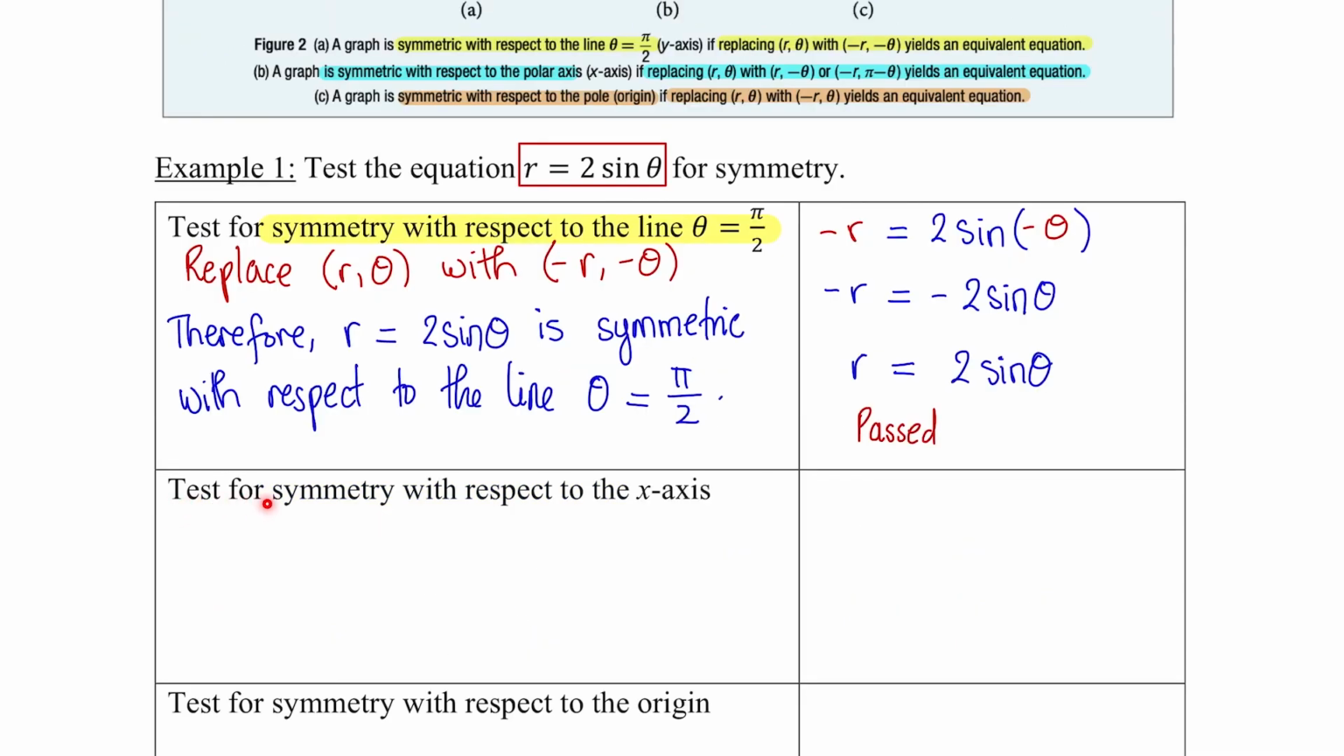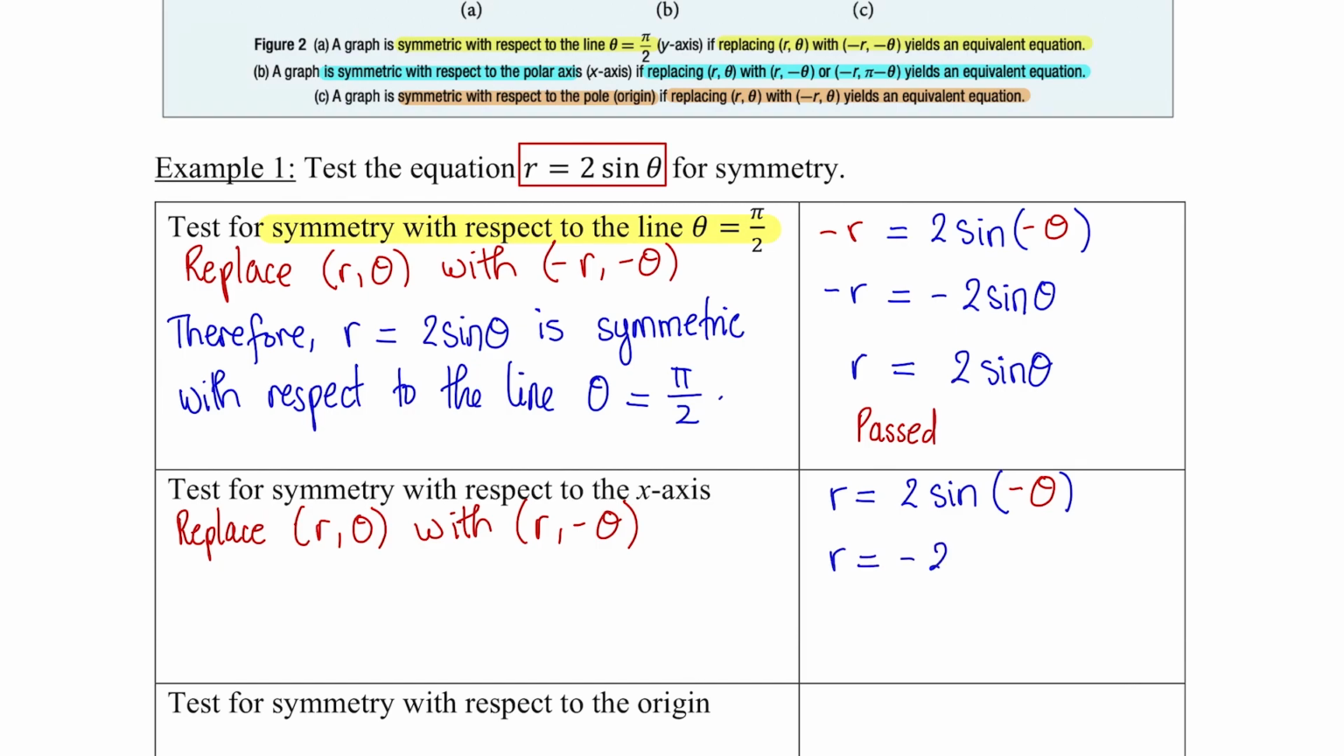Next, I want to test for symmetry with respect to the x-axis or the polar axis. In order to do this, I will replace (r, theta) with (r, negative theta), which means my r will stay the same and my theta will be replaced with negative theta. So I have r equals 2 times sine of negative theta. Again, sine of negative theta is negative sine of theta because sine is odd. So I have r equals negative 2 sine of theta, and I cannot simplify this any further.